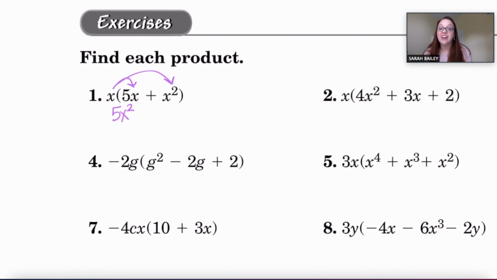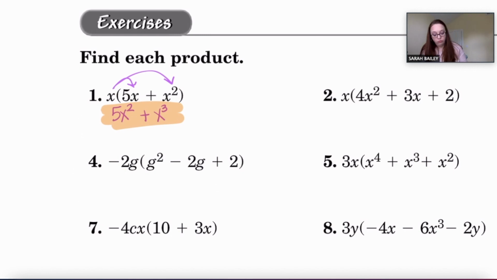So when I do x times x squared, that is going to be x cubed. How do I know that? x to the first times x squared. Remember when we learned about those exponent properties? So you add those exponents. So this becomes 5x squared plus x cubed. Remember, those are not like terms, so you can't combine them. That's just the final answer.